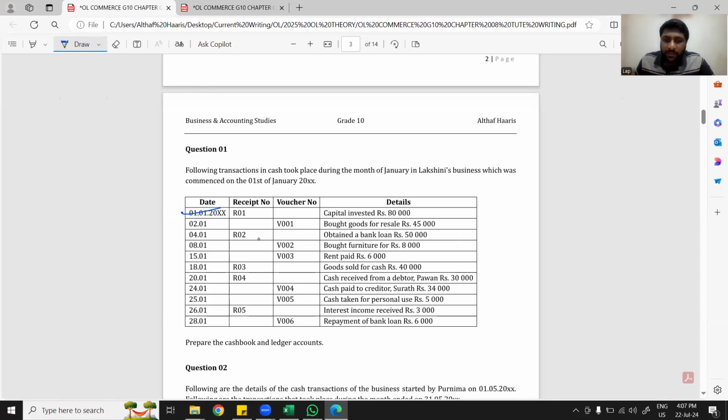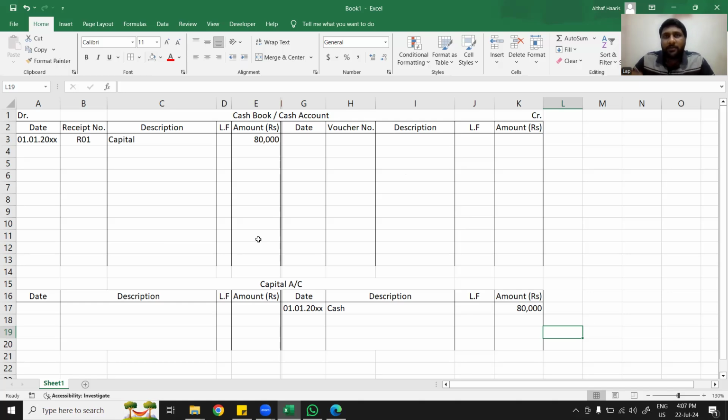Bought goods for resale purpose 45,000. People, maybe 126 times I might have told you all. Goods purchase. Two accounts. Seriously? Very good, Yunus. One is cash account, other one is the purchase account.